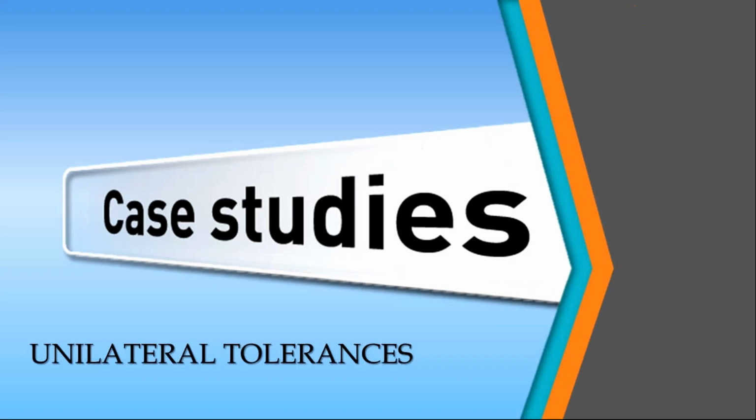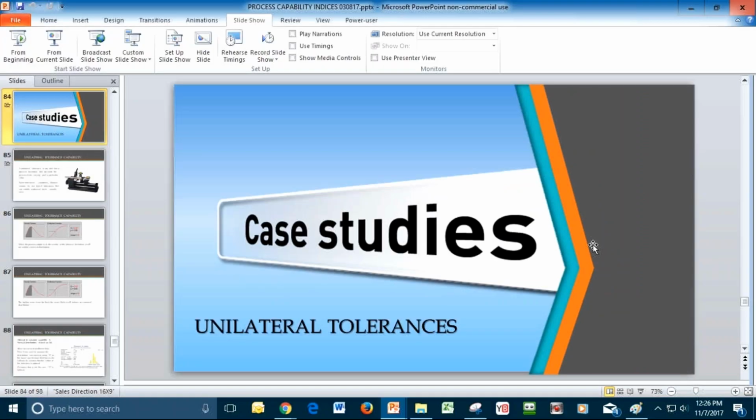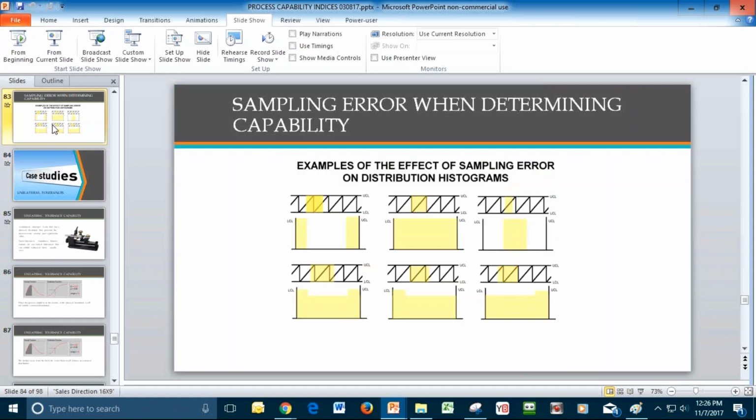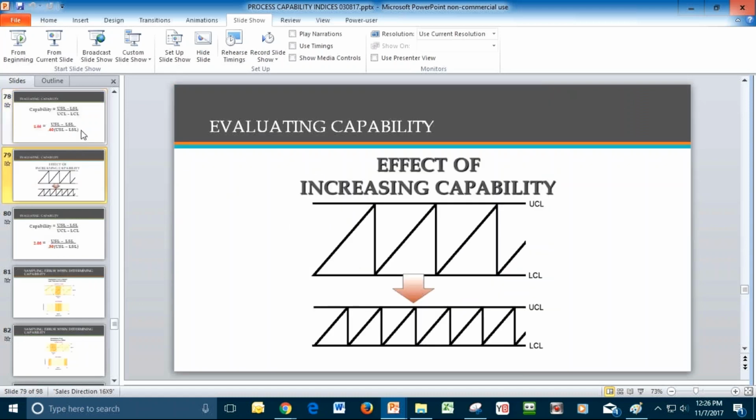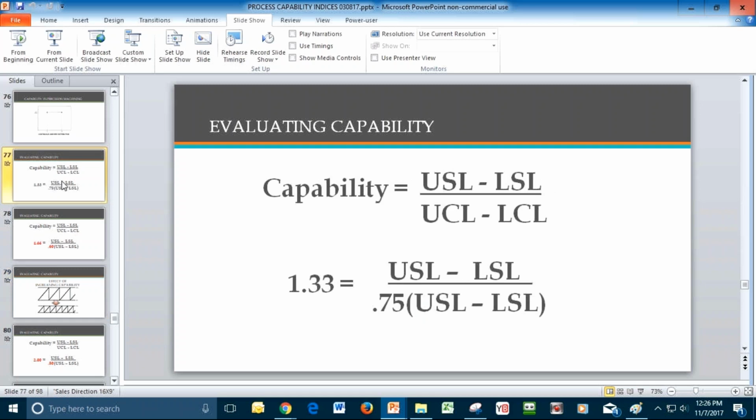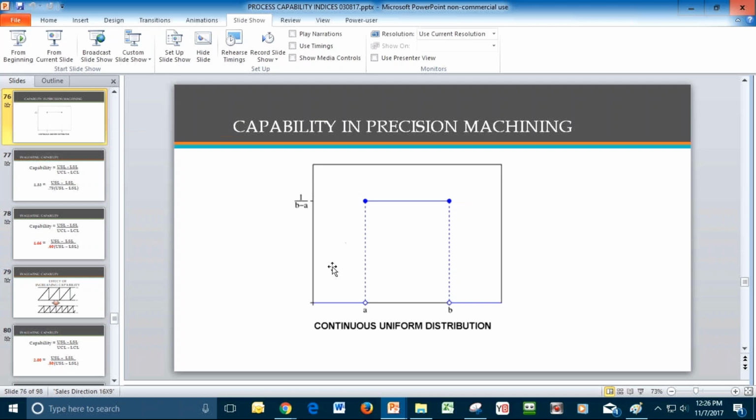So again, when you're doing precision machining, the capability actually goes back to the calculation of the specification limits, because those are the two locations that you are adjusting between. There's no need to calculate sigmas or that type of thing, because with a continuous uniform distribution, it's already known where it begins and ends. It begins and ends at the two points that you're adjusting between, which is your control limits.